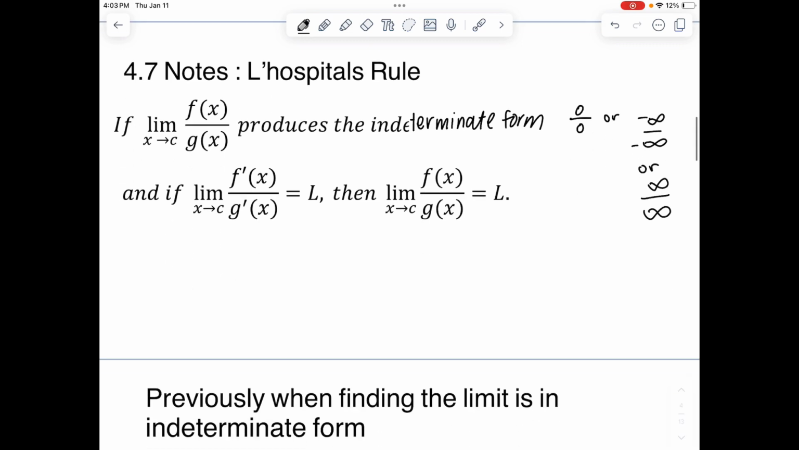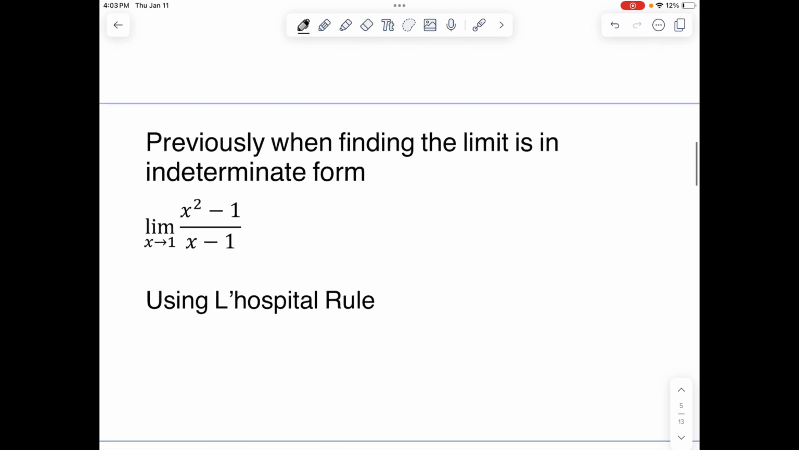And so previously, when finding a limit in indeterminate form, this is what you would do. Right now, if I were to try to find the limit of this, if I plug in 1 here, I'd have 1 squared minus 1, which is 0. And then I'd have 1 minus 1, which is also 0. And so that's indeterminate form because it's 0 over 0. And so what we would have done in this case is we would have factored. So I would have done the limit as x approaches 1.